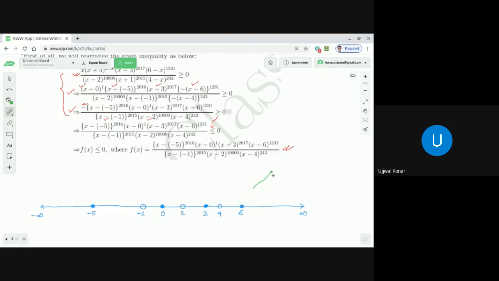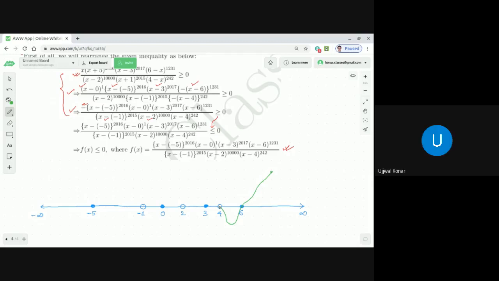Let me draw a little better. So come to the point 6. What is seen in the 6? I see the point 6 is (x minus 6) power 1 to 3, 1. 1 to 3, 1 is what? Dear students, odd. As it is odd, I will cross the number line and come to the next point, 4, (x minus 4). What is the power of (x minus 4), dear students? 242, which is an even number. So I should not cross the number line. I should be in the same portion of the number line.